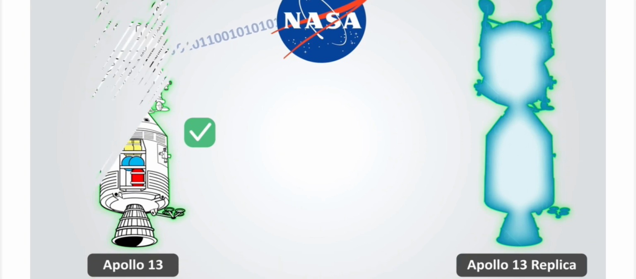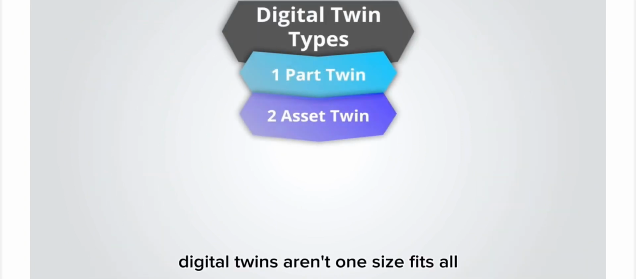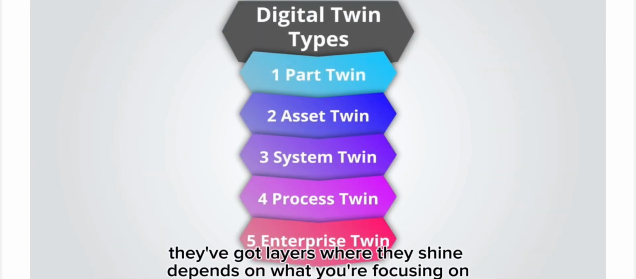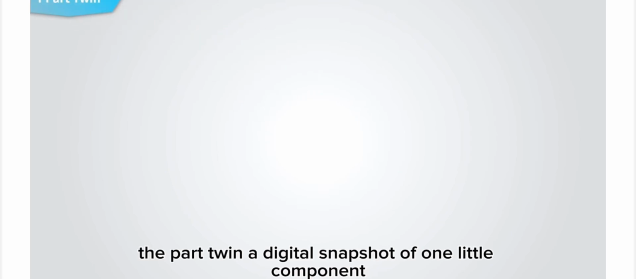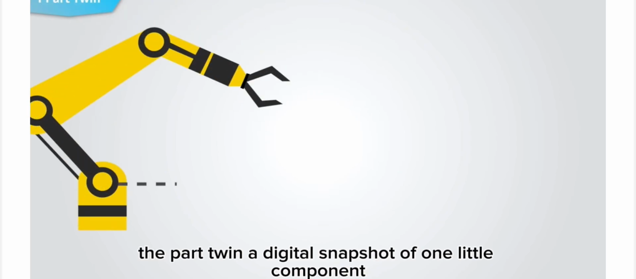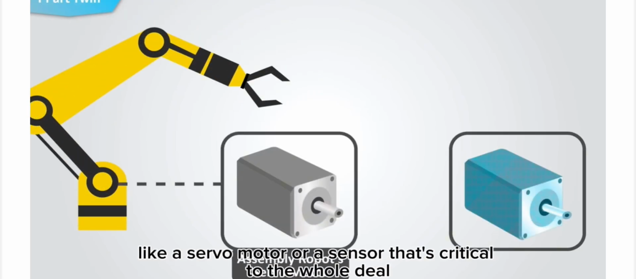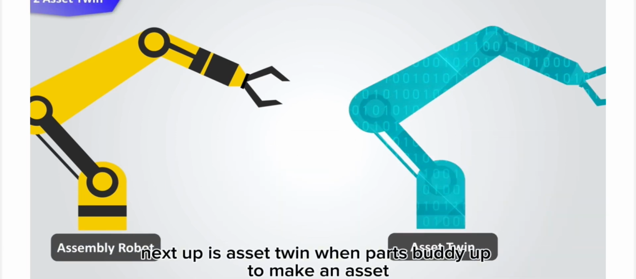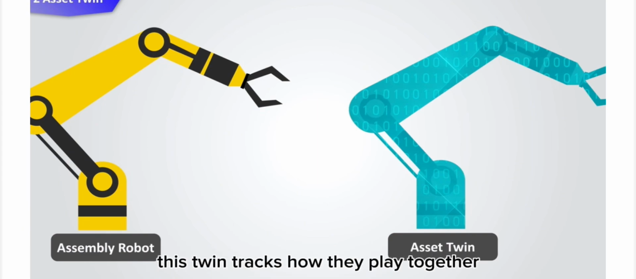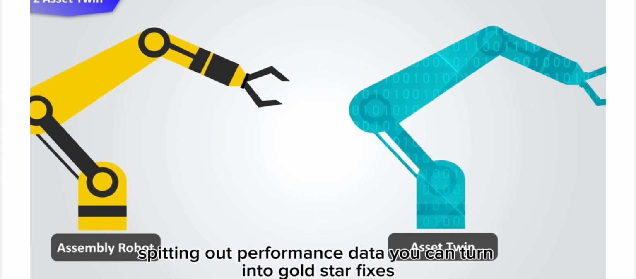Total game changer. Digital twins aren't one size fits all. They've got layers, where they shine depends on what you're focusing on. Here's the lineup. First, the part twin, a digital snapshot of one little component like a servo motor or a sensor that's critical to the whole deal. Next up is the asset twin, when parts buddy up to make an asset. This twin tracks how they play together, spitting out performance data you can turn into gold star fixes.